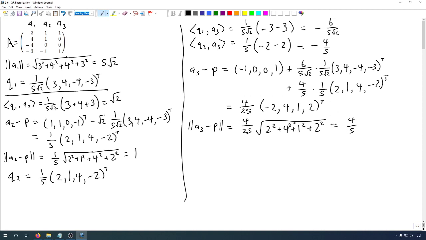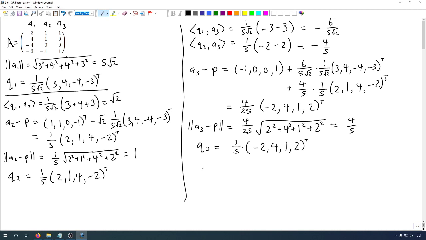So once we actually divide what we have up here by 4 over 5, Q3 is going to be a 1 over 5 times negative 2, 4, 1, 2. So very similar to what we had for Q2. In fact, we moved some numbers around. All right. But these are orthonormal vectors that span our column space.